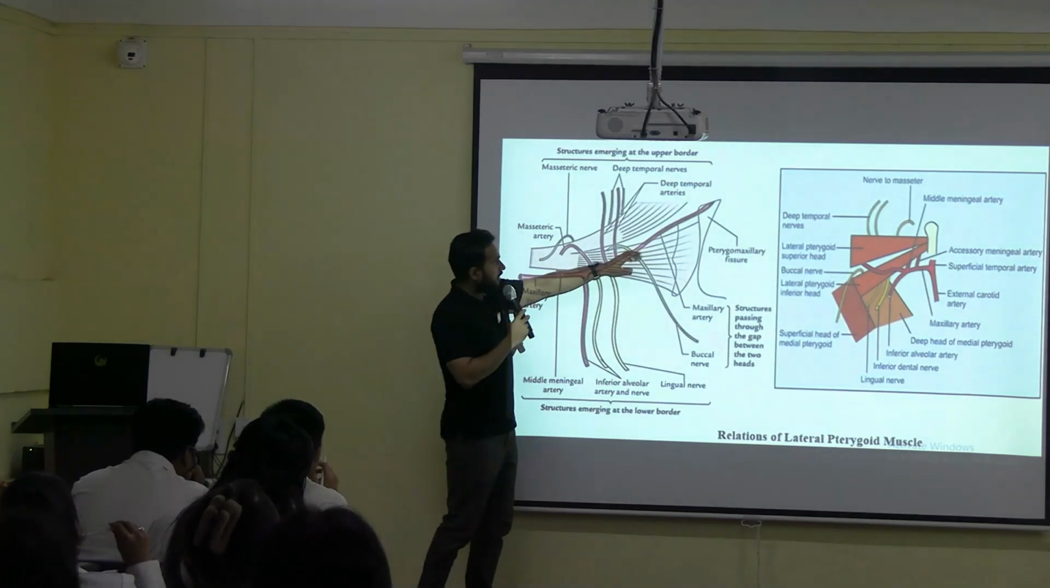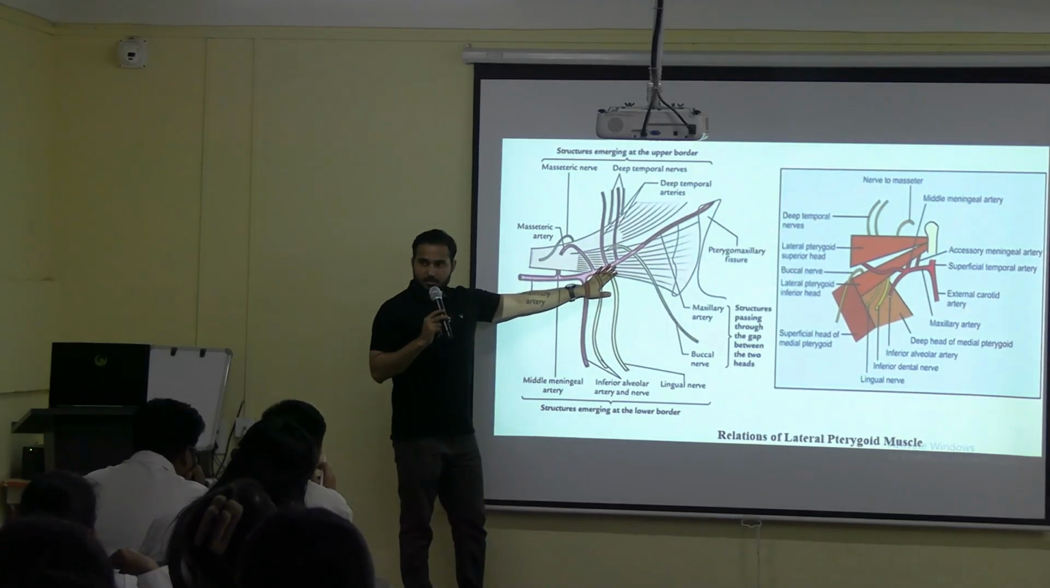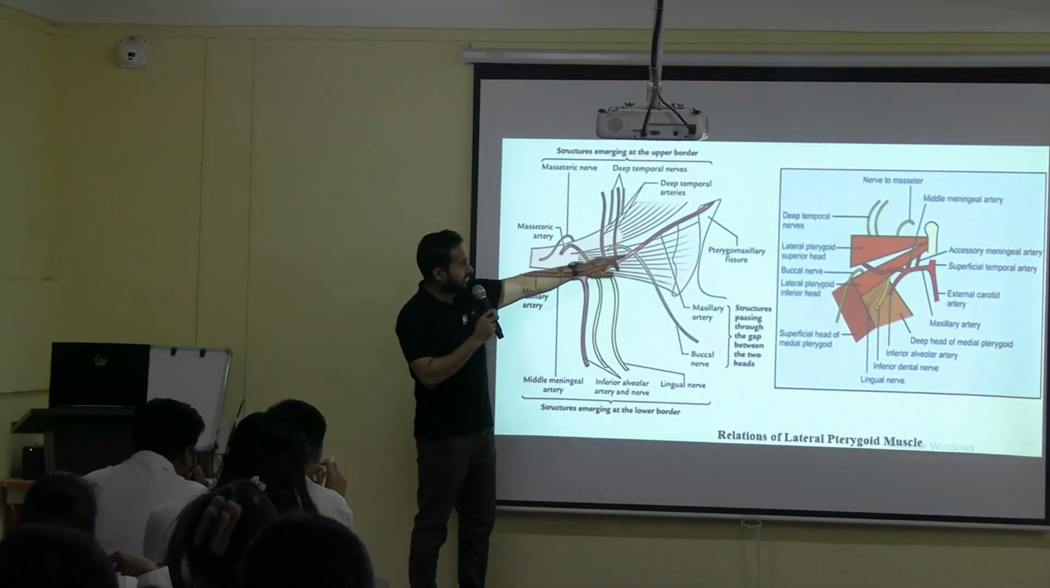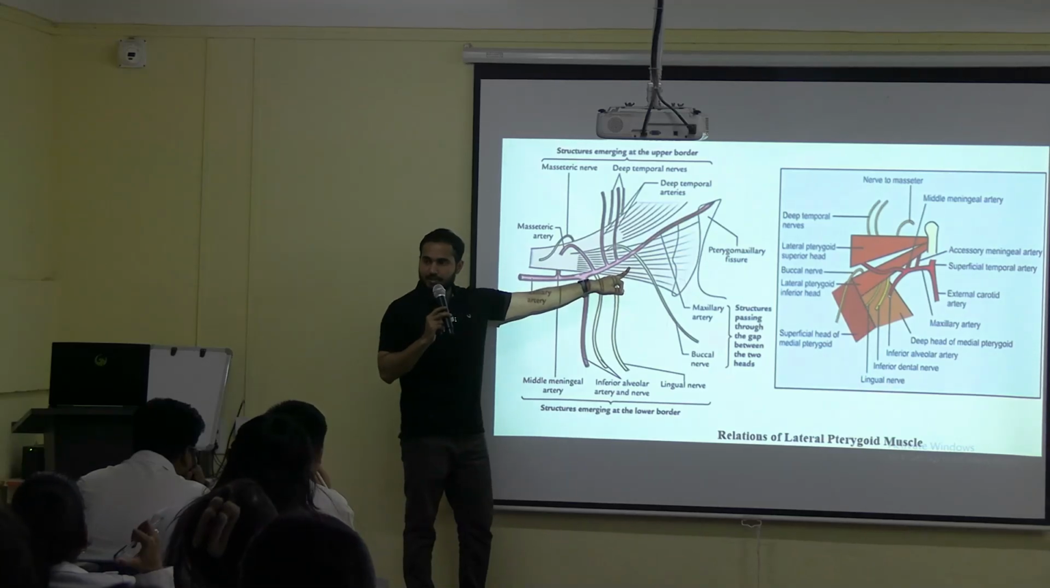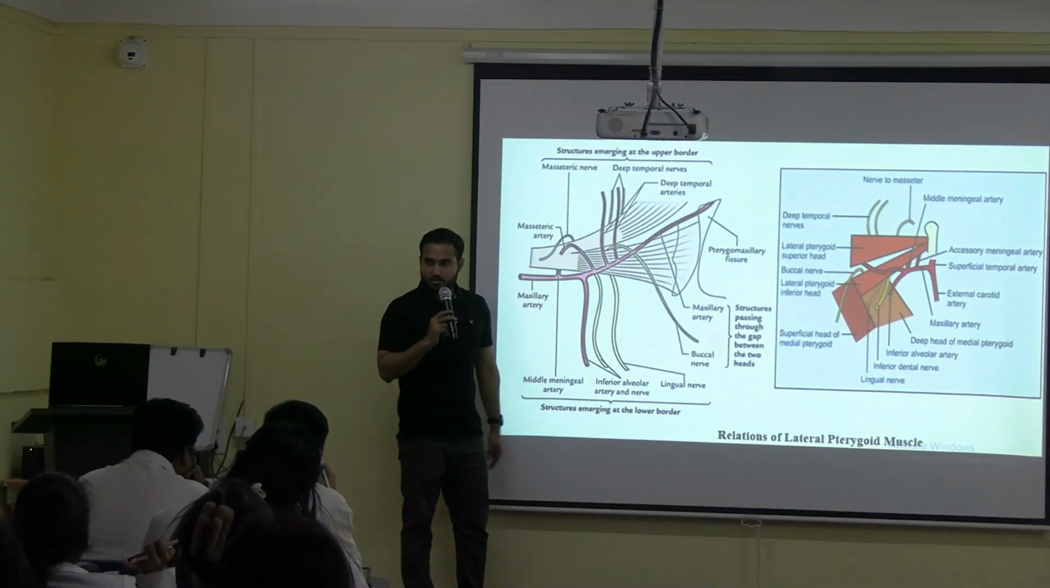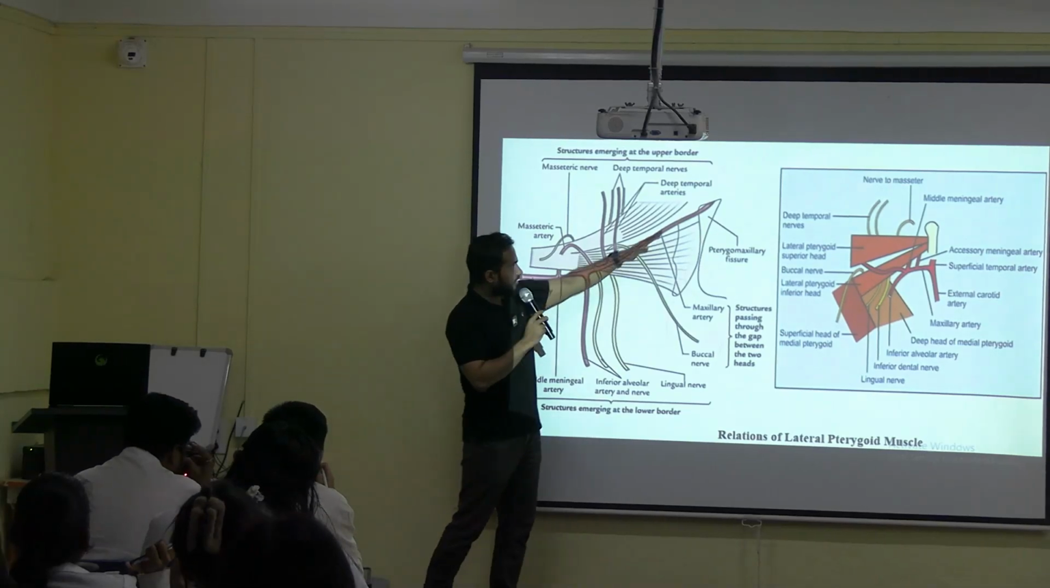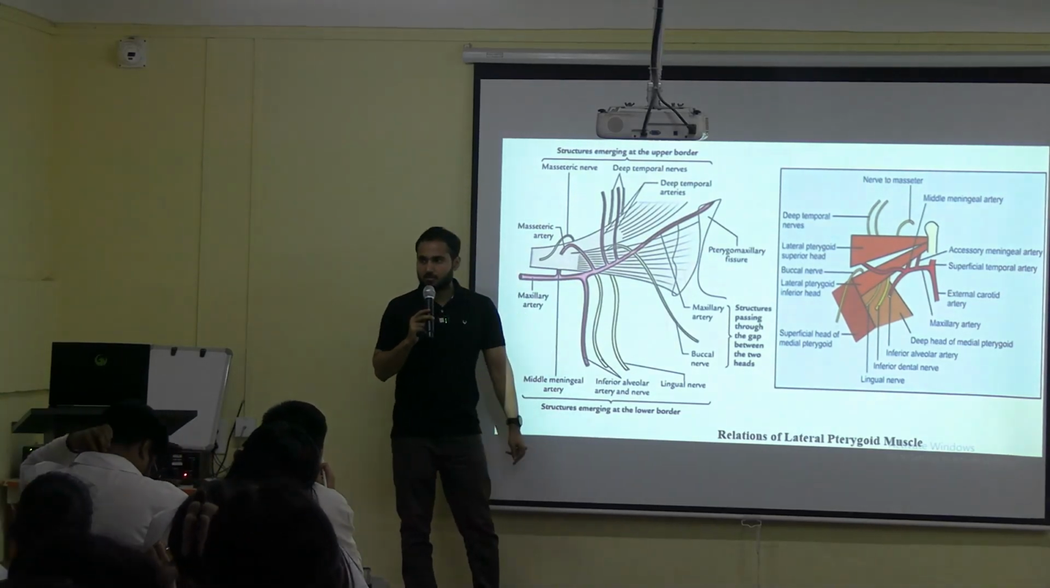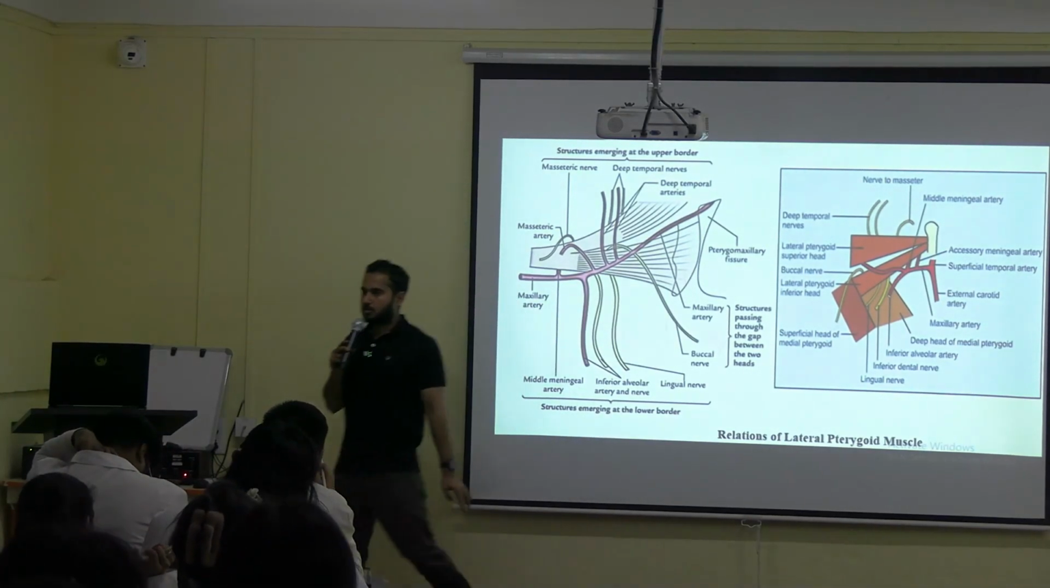Can you see? So this is the lateral pterygoid muscle. Okay, there are two heads, this is the upper head and this is the lower head of the lateral pterygoid muscle. Now can you see a gap in between the two heads? Now through this gap you can see the artery is passing. Okay, which artery? Maxillary artery.